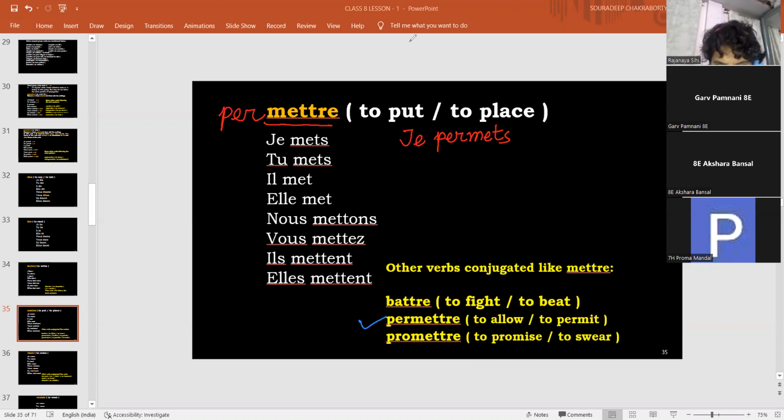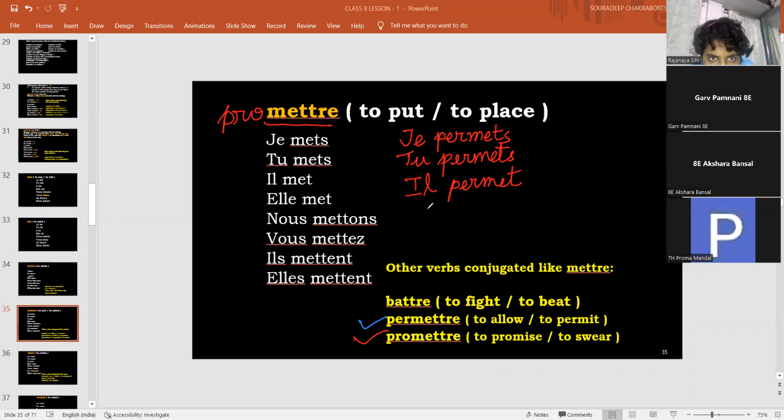Okay. Now, if you want to add PRO, it becomes promettre, meaning to promise. So this is the way we have to do it. Then tu, what will it be? Permets. Tu permets. Then il permet. T, no S. Elle permet.